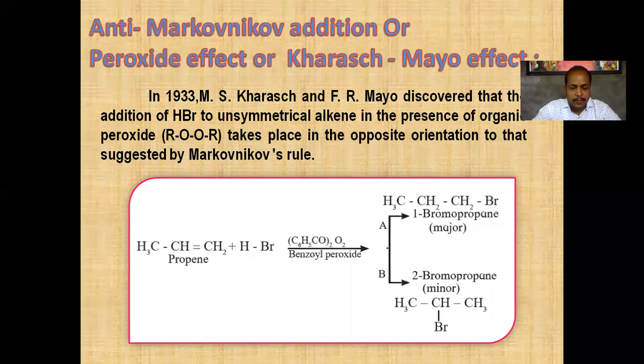Also you should remember that only addition of HBr shows anti-Markovnikov's rule. Addition of HCl as well as addition of HI does not show this reaction. Why? Because the bond between H and Cl in HCl is very strong, so that bond is not broken by free radicals, whereas the bond between H and I is very weak. So instead of addition, there will be the formation of I2. Therefore, no anti-Markovnikov's addition or peroxide effect takes place with HCl and HI.